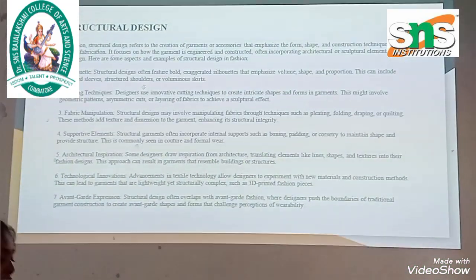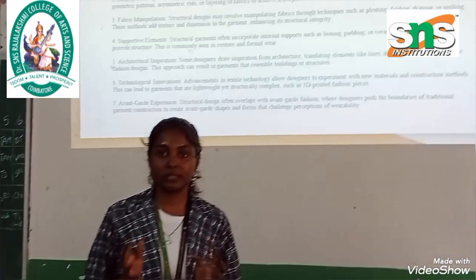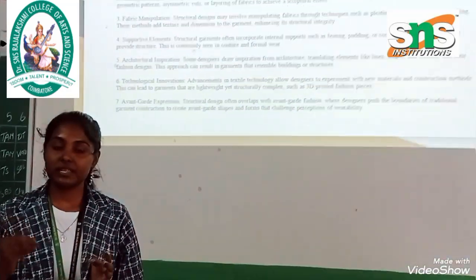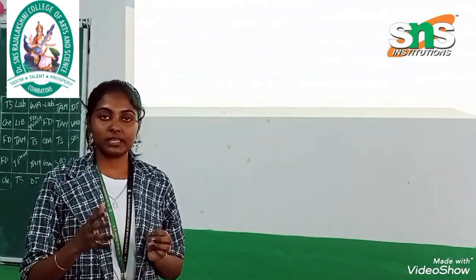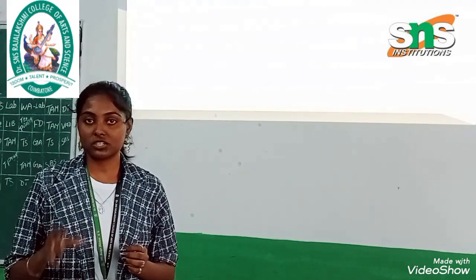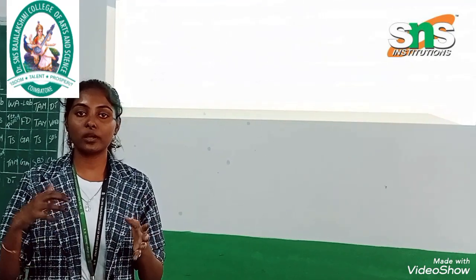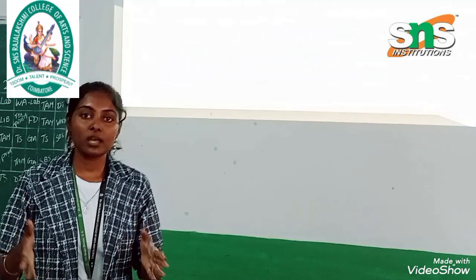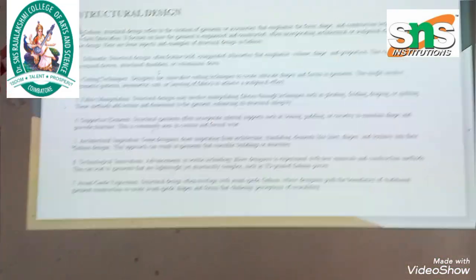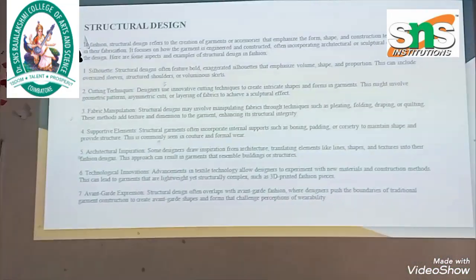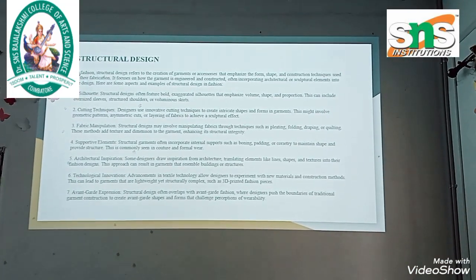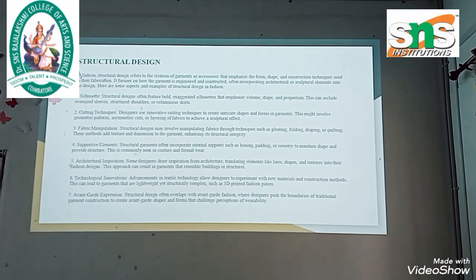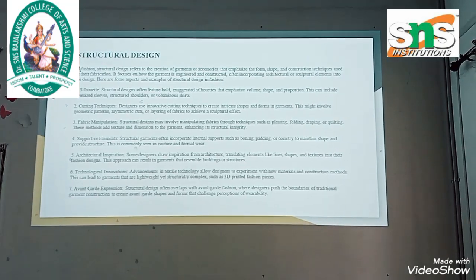Mainly we call structural design the elements in design. When we are designing a garment, the main basic outline of the garment is called structural design. It gives you the structure of a basic garment. Structural design includes the silhouette of the garment, the cutting techniques, fabric manipulation and supportive elements, architectural inspiration, technological innovation and avant-garde expression.